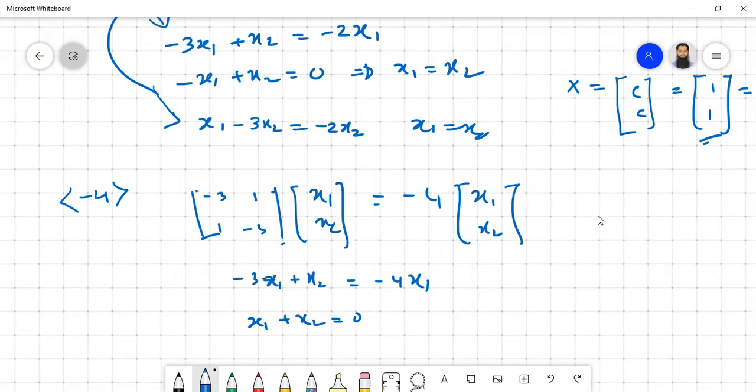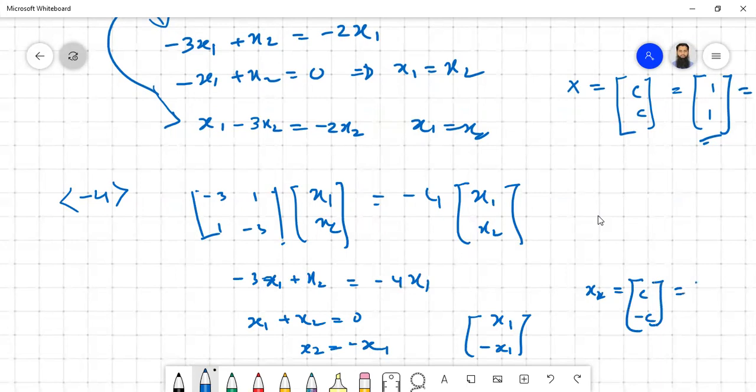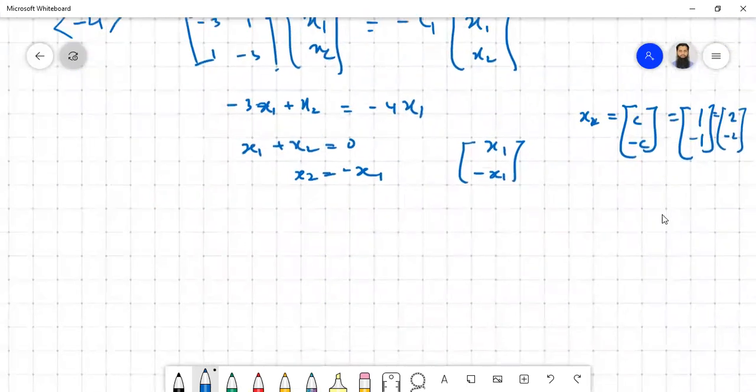So as you can see, we can easily find x2 equal to minus x1. So whatever the value of x1 you take, the negative of that will be your x2. So in this case, again, you have an infinite number of choices. We can call this x equal to c, minus c. So you can take 1, minus 1, or 2, minus 2, 3, minus 3, whatever it is. So this is how you can find the eigenvector.